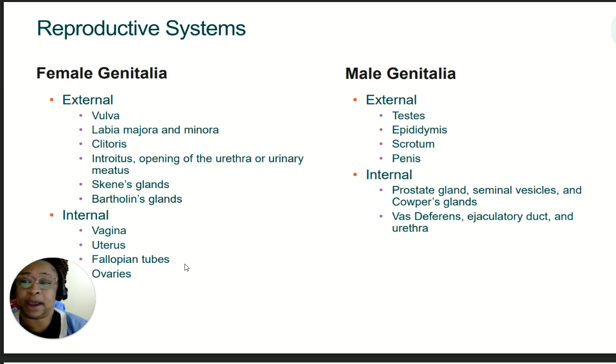We also have the male reproductive system area, external, which is the testes, the scrotum, and the penis. And the internal is prostate glands. We have the other glands and the ejaculatory ducts and urethra as well.